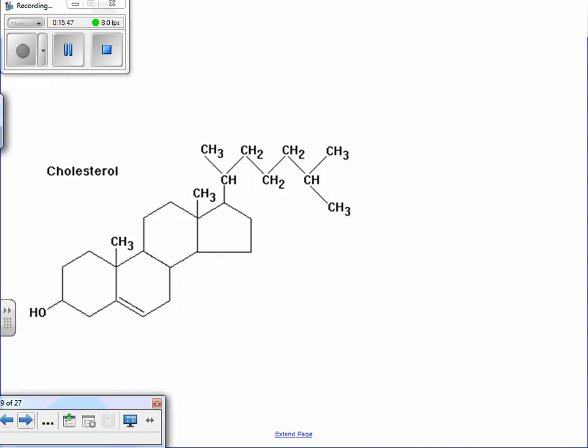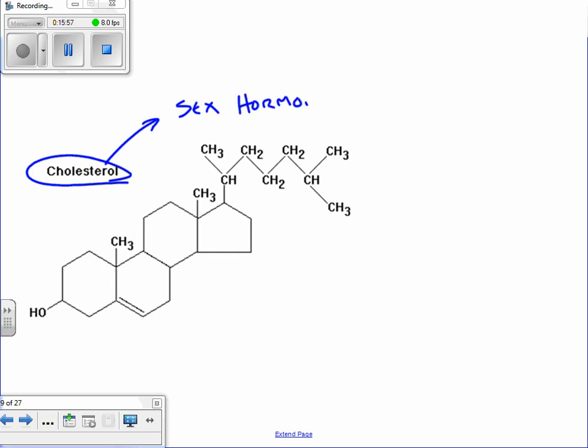Next class of lipids. This one is cholesterol, as you can see here. It's used in two different ways. One is for sex hormones, so we're using this to make testosterone and estrogen. It's also used as a stability molecule in cell membranes.